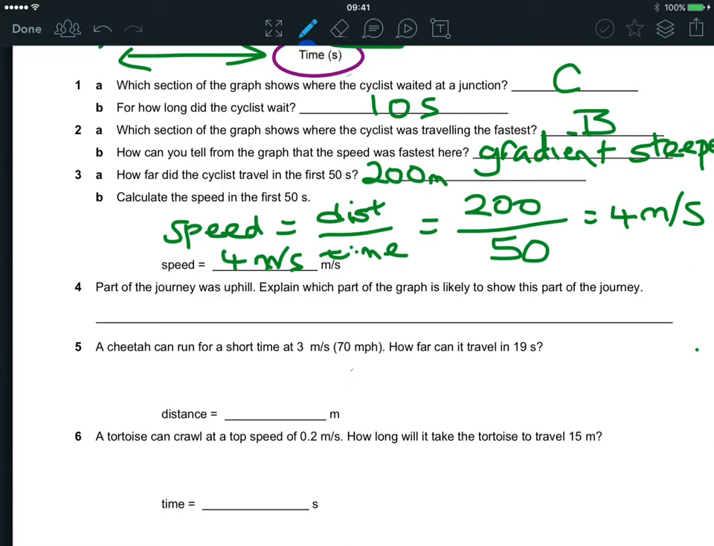So I'm going to put that down as D, because the speed is the slowest of all the sections. Okay.